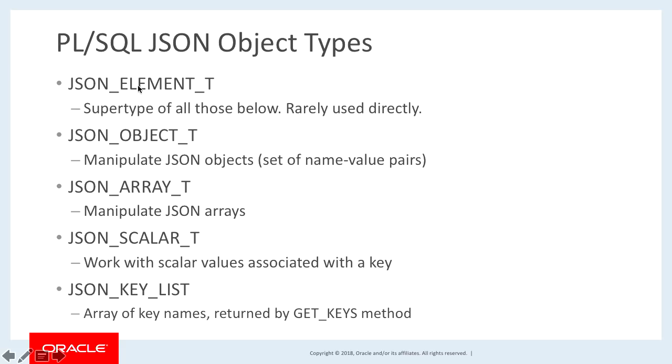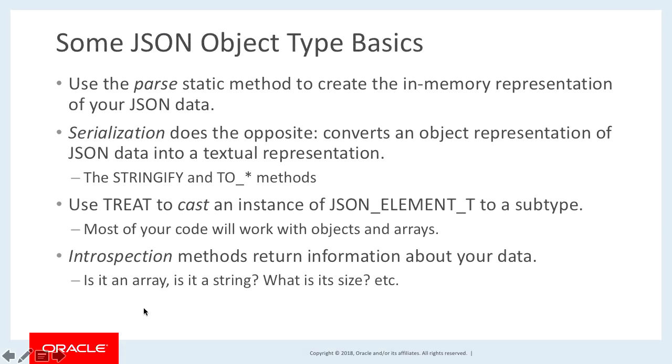JSON element is considered the superset or super type of all of the others, but you're rarely going to work with that. You're going to work with object, array, scalar, and key list. And the basics are you're going to use parse if you want to take JSON and get an in-memory representation of that JSON to work with in your PL/SQL code. And the reverse of that is going from in-memory to a serialized JSON version of that data, and you can do that using stringify and then methods like toString and so on.